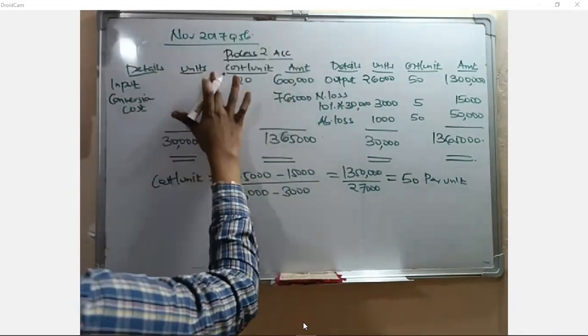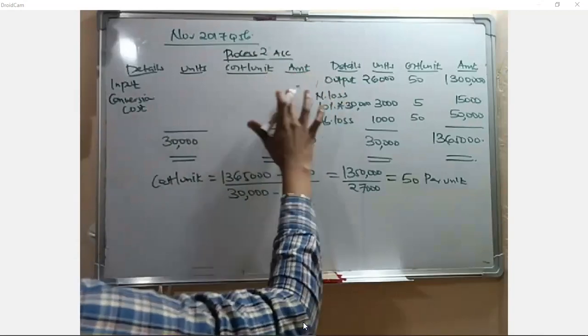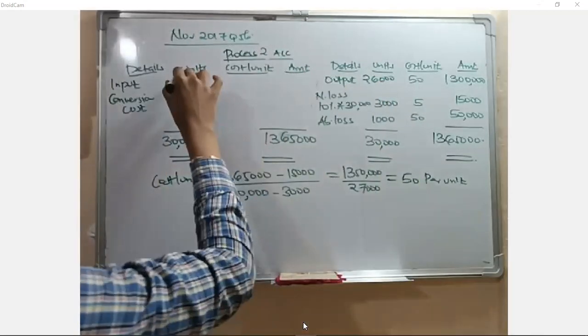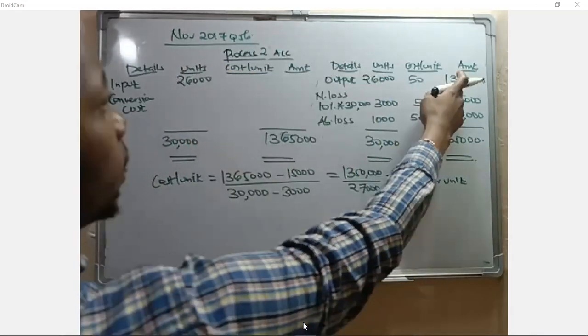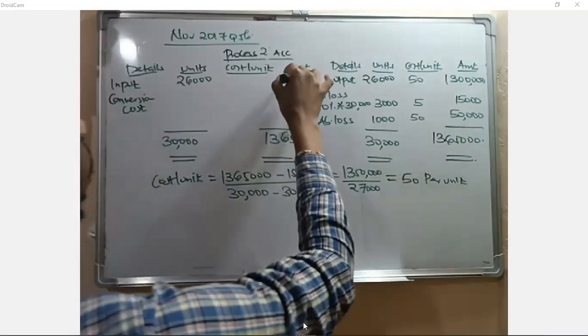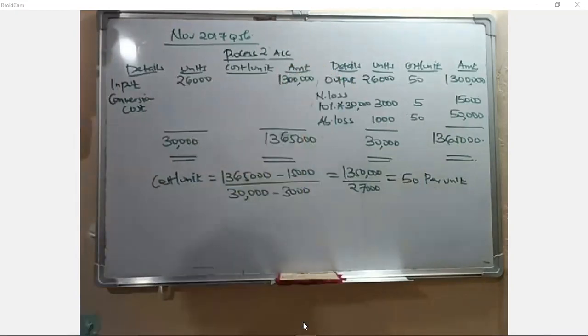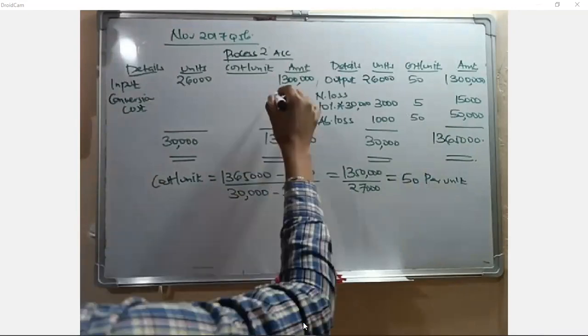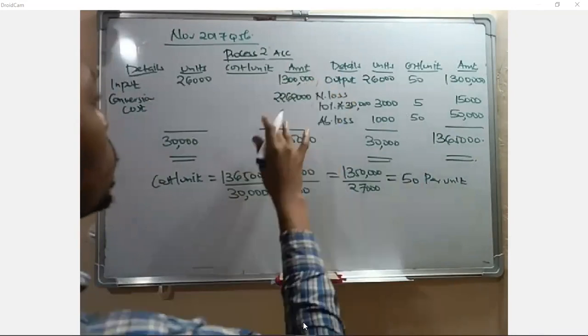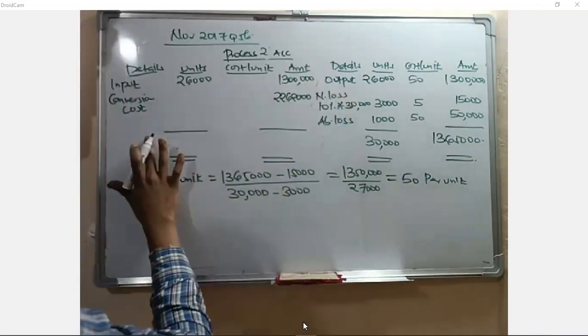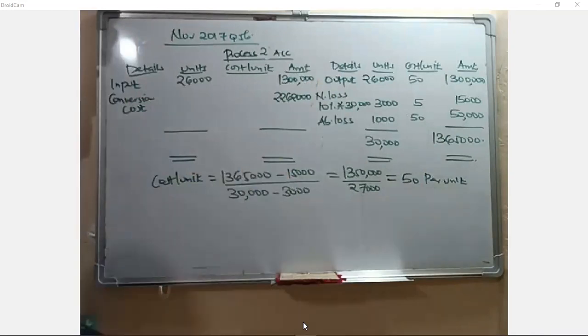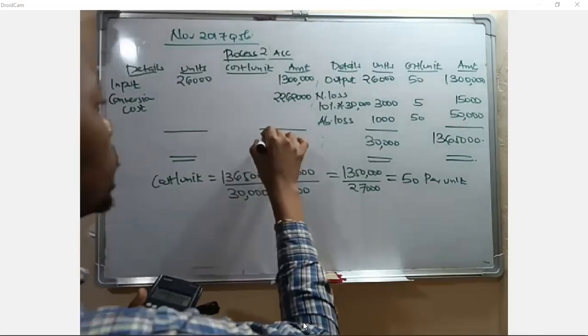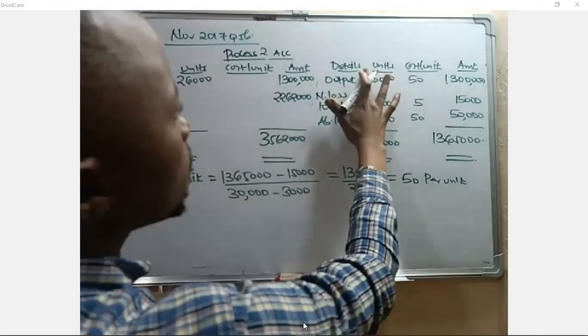Let us go to process two, because the examiner is talking about process one and process two now. Under process two, we said take the output of process one, which is 26,000, and it becomes the input in process two. So this translates to 1.3 million. The conversion cost in process two, the examiner has given us, is 2,262,000. So 1.3 million plus 2,262,000 comes to 3,562,000.